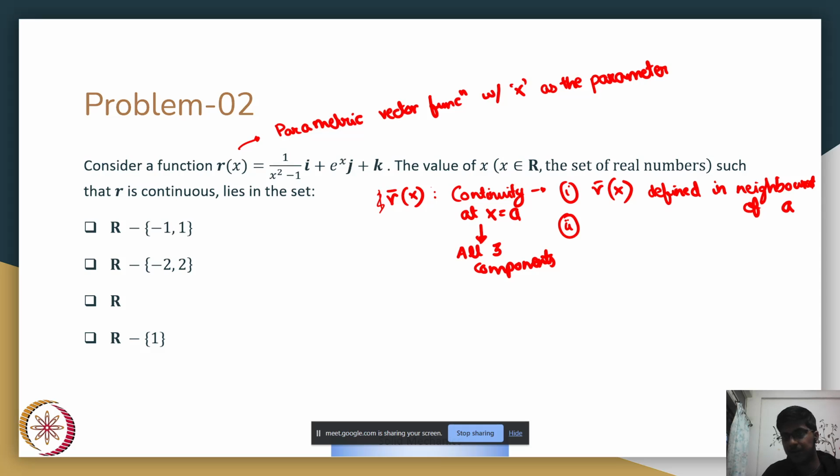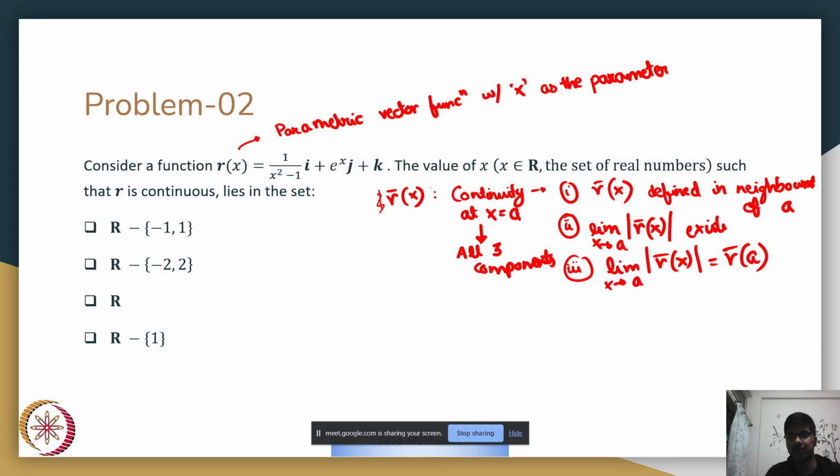First we need to see if the vector function r of x is defined in the neighborhood of a. Secondly, we need to check if the limit of r of x as x approaches a exists. And the third thing is this limit itself should be equal to the function value. Together, these three conditions checked for all three components would give us continuity.